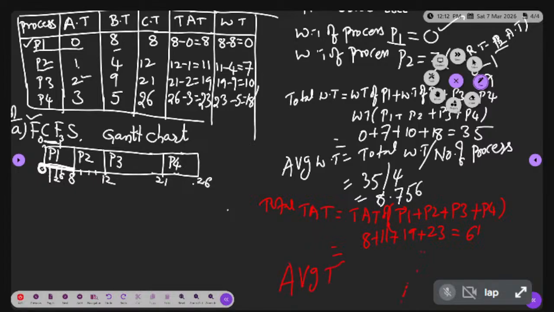Average turnaround time is equal to total turnaround time divided by number of processes. 61 divided by 4. This is only FCFS. We need to do preemptive SJF, and round robin also.